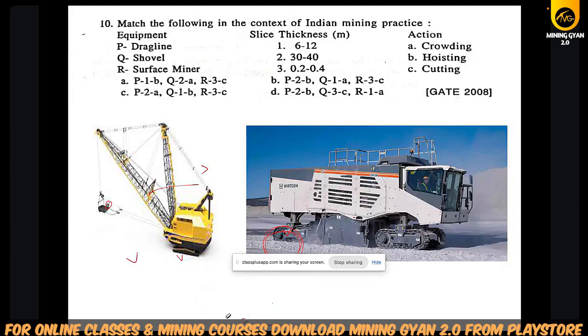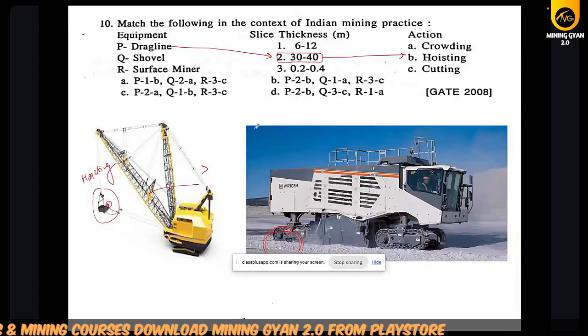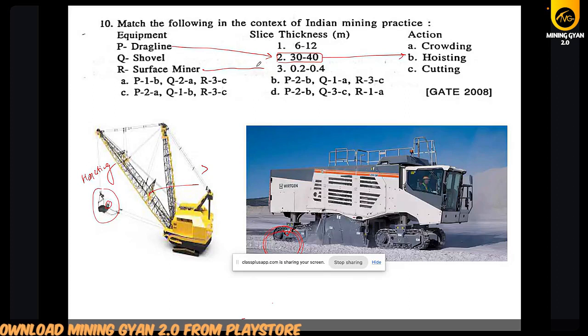So now you can solve this question very easily. So dragline can cut 30 to 40 meter, and dragline has a hoisting. This is the hoisting. Okay, and now surface miner you have also seen. So surface miner only cuts a few meter, 0.2 to 0.4 meter. Okay, so you can try to eliminate the options, it will help.